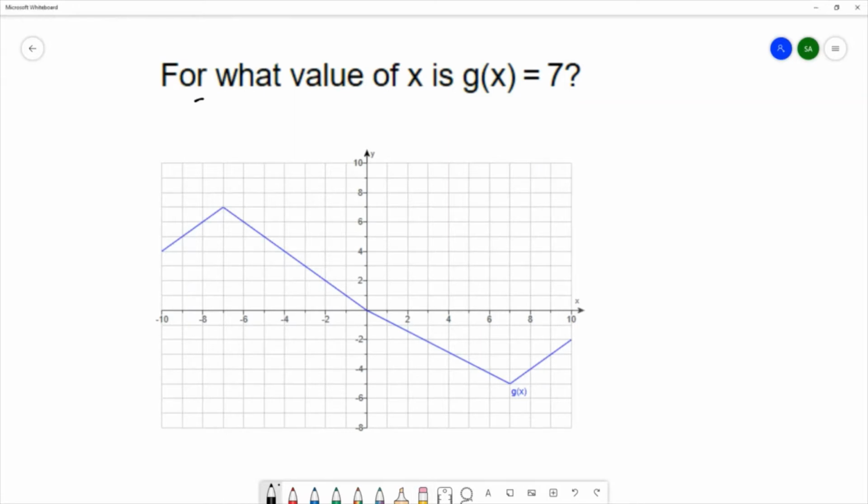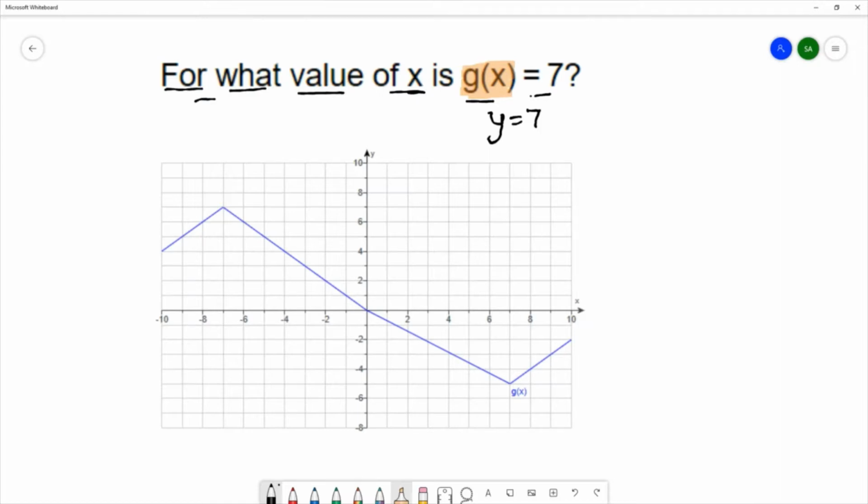This question says, for what value of x is g of x equals 7? So we have to remember that the notation g of x is representing y. So this is saying that y equals 7. And the question says, for what value of x is y 7?